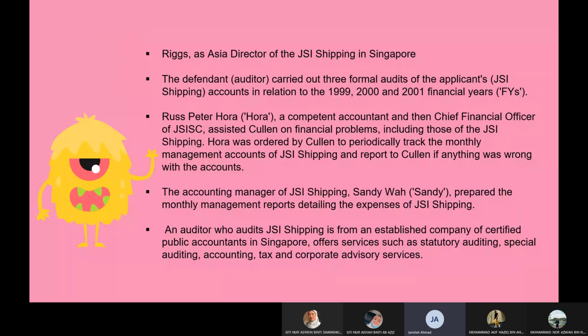An auditor who audits JSI Shipping is from an established company of certified public accountants in Singapore that offers services such as statutory auditing, special auditing, accounting, tax and corporate advisory service. He or she also was a member of the same group as the auditor of JSISC in California at the relevant time.